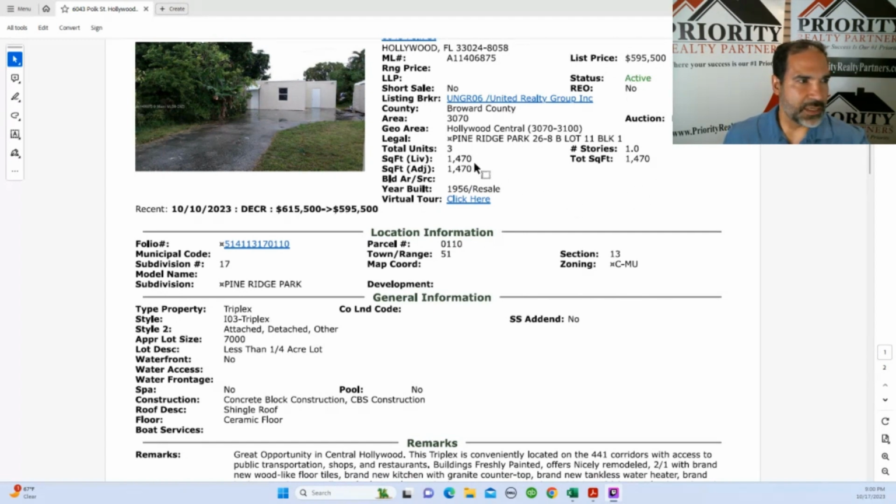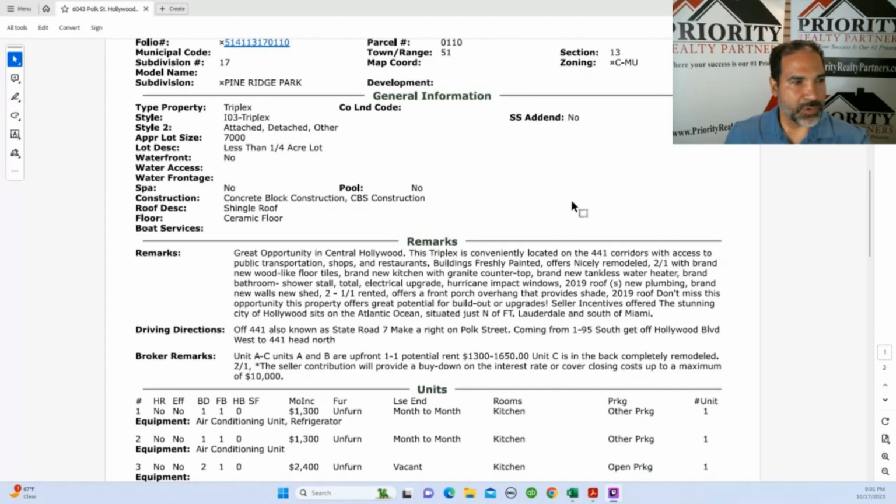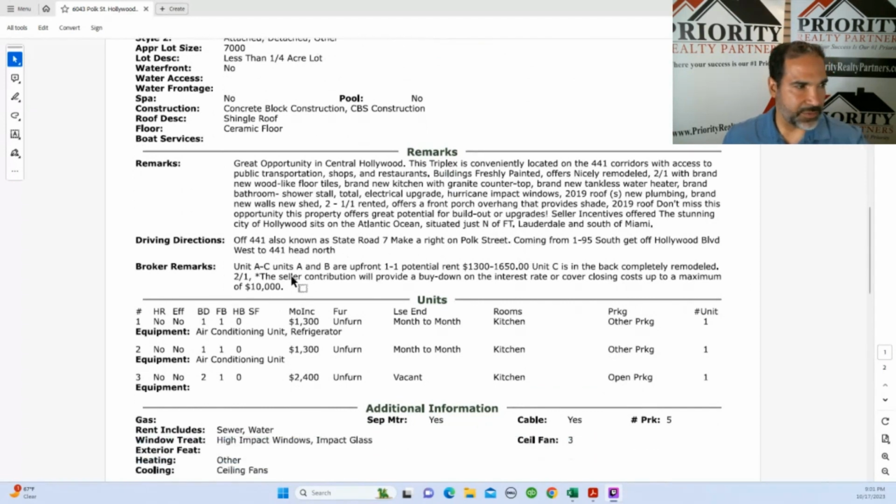The price is $595,500. There are 2 buildings, one in the front, one in the back. Total under AC is 1,470 square feet. It was built in 1956, so it's an older property. Some renovations have been done according to what the realtor says. There are 3 apartments: 2 one-bedroom, 1-bathroom apartments, and 1 two-bedroom, 1-bathroom apartment.